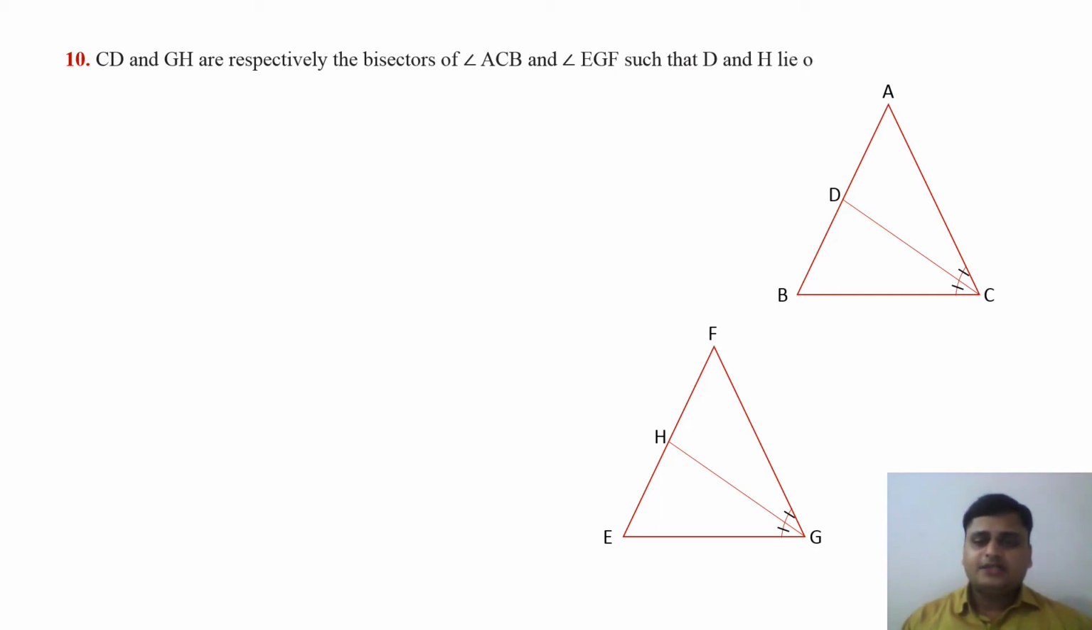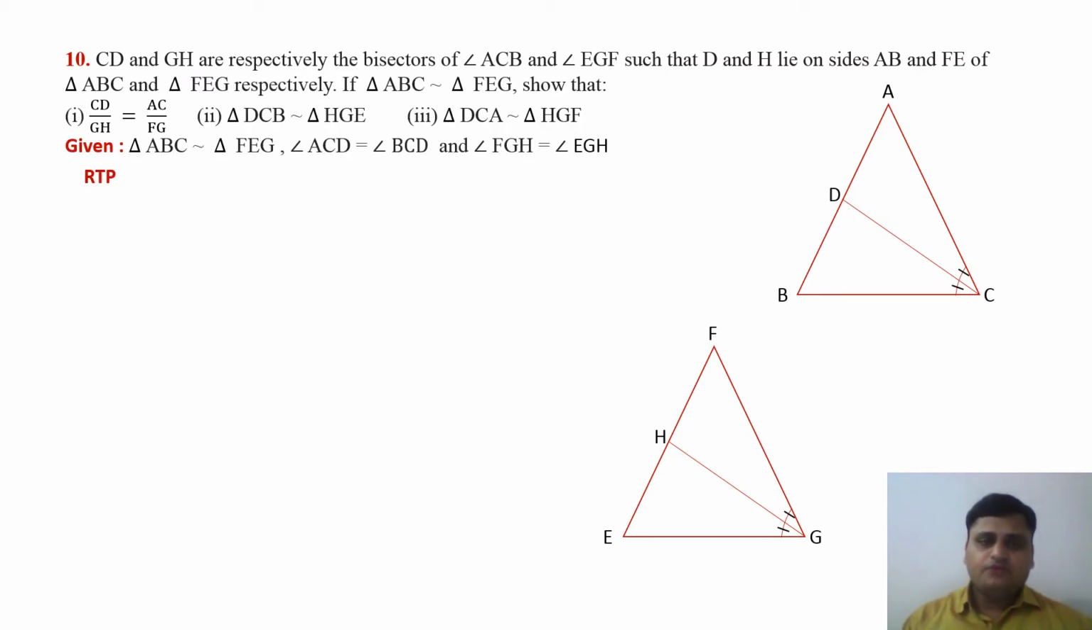D and H lie on AB and FE, that is the sides of triangle ABC and triangle FEG. We need to show the following things. First part, we need to show that CD by GH is equal to AC by FG.